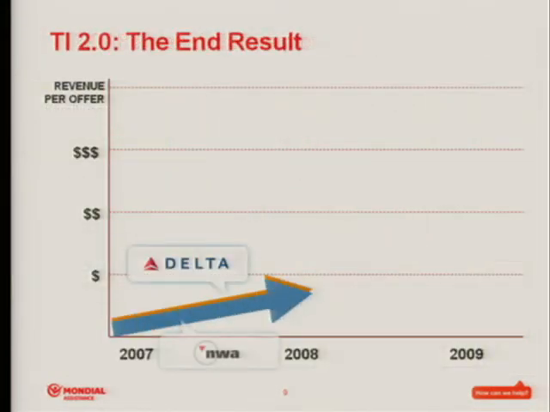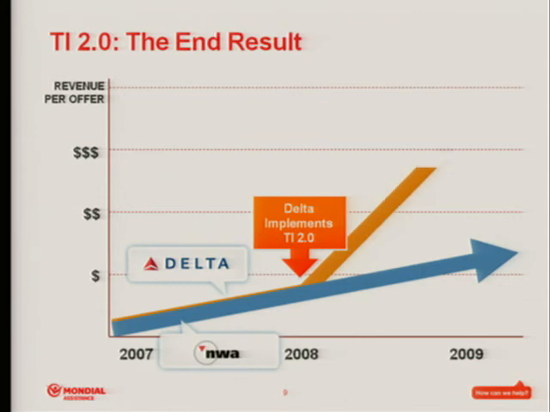Here's the end result. You can see who we're talking about up there. This was presented a couple of weeks ago by one of our clients. The KPI that we're using, revenue per offer, which is how much money do we sell in travel insurance for everybody who comes to the site. We instituted Travel Insurance 2.0, 87% growth. I think that speaks for itself.